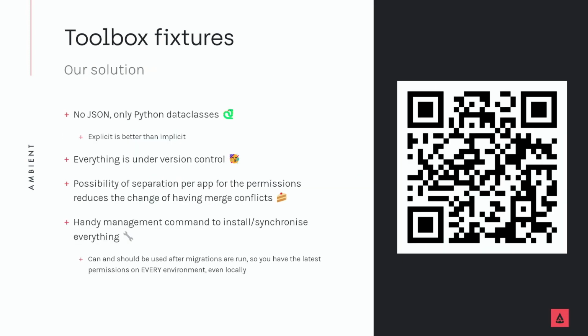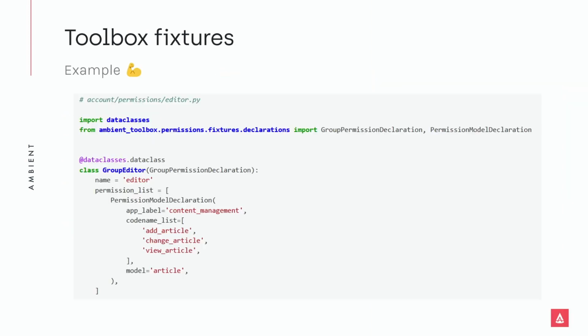So I built something in our company toolbox. There's just many useful things in there. You can have a look. It's called Ambient Toolbox. And I try to use a Pythonic structure for this. Everything is under version control. And yeah, let me show you how this works.